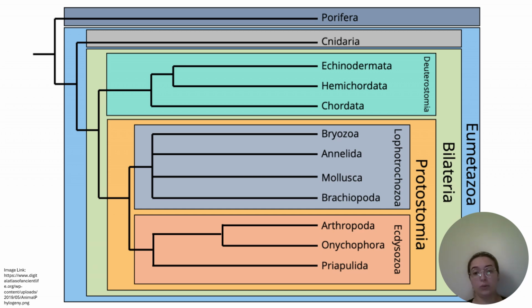Here's another resource that further demonstrates what I explained on the last slide. It's from the Digital Encyclopedia of Ancient Life, and it depicts animal phylogeny. Again, we can see just how unrelated coral, which are members of phylum Cnidaria up here, and bryozoa are, which is all the way down here. Very different phyla.